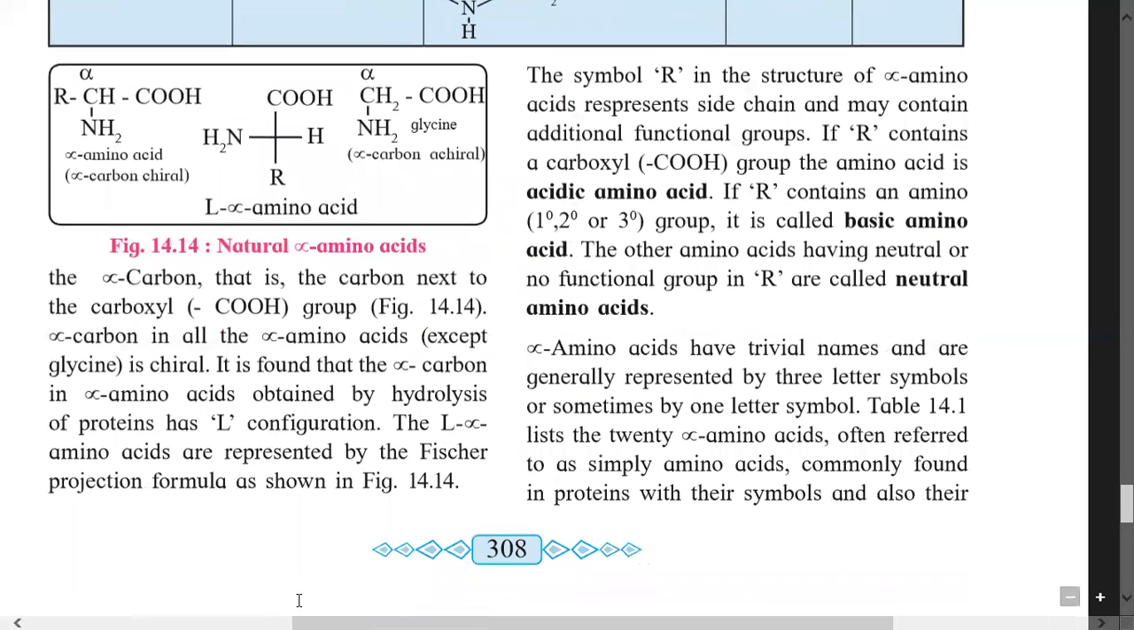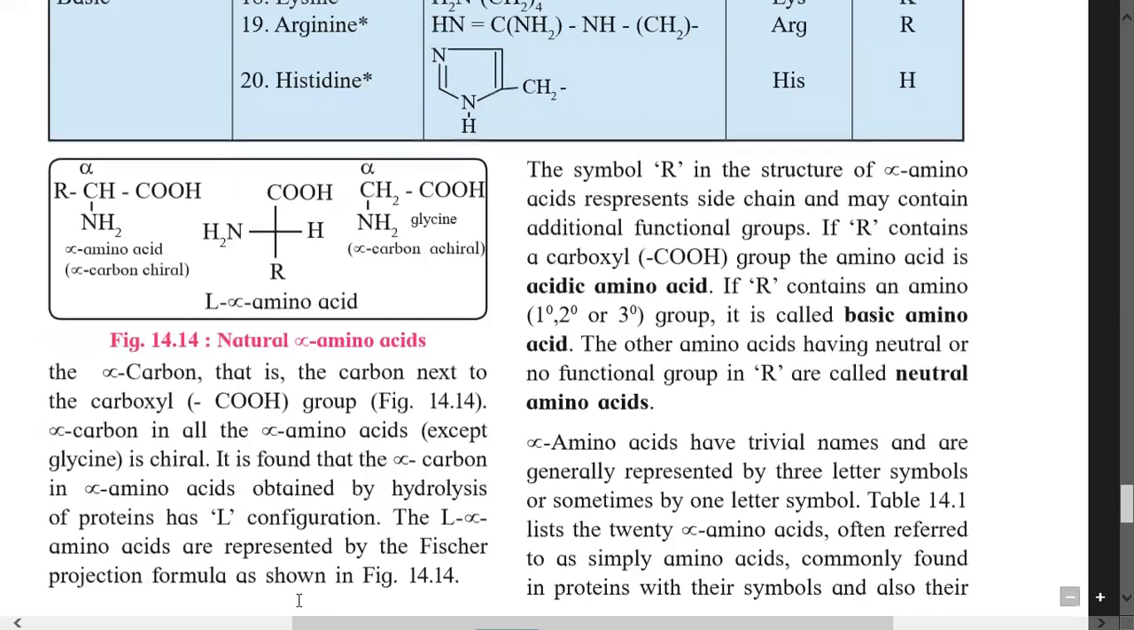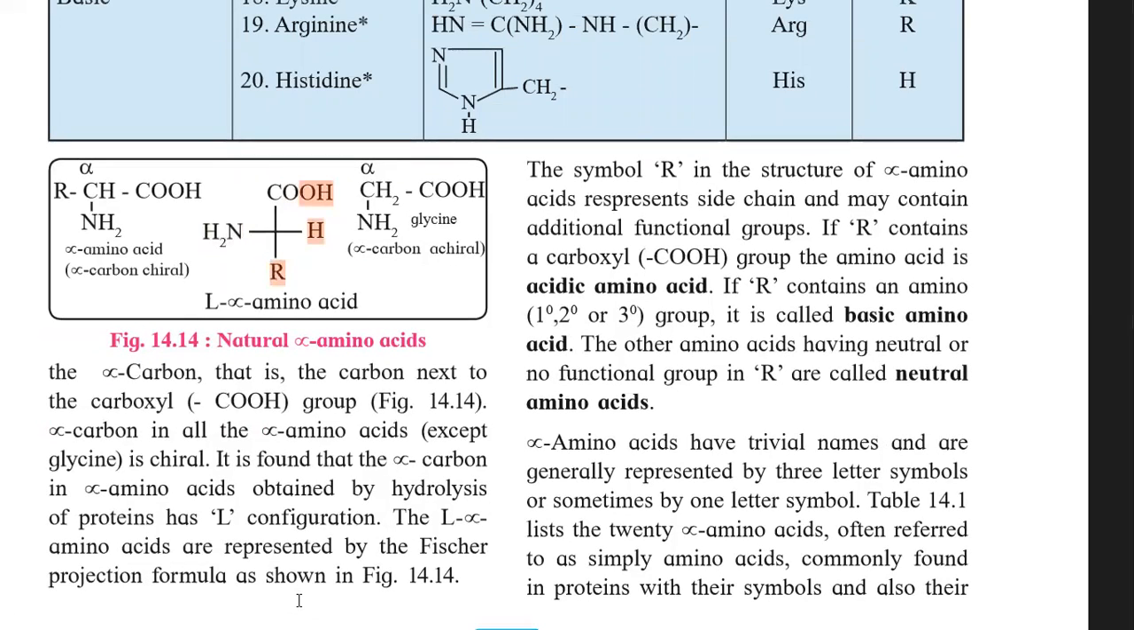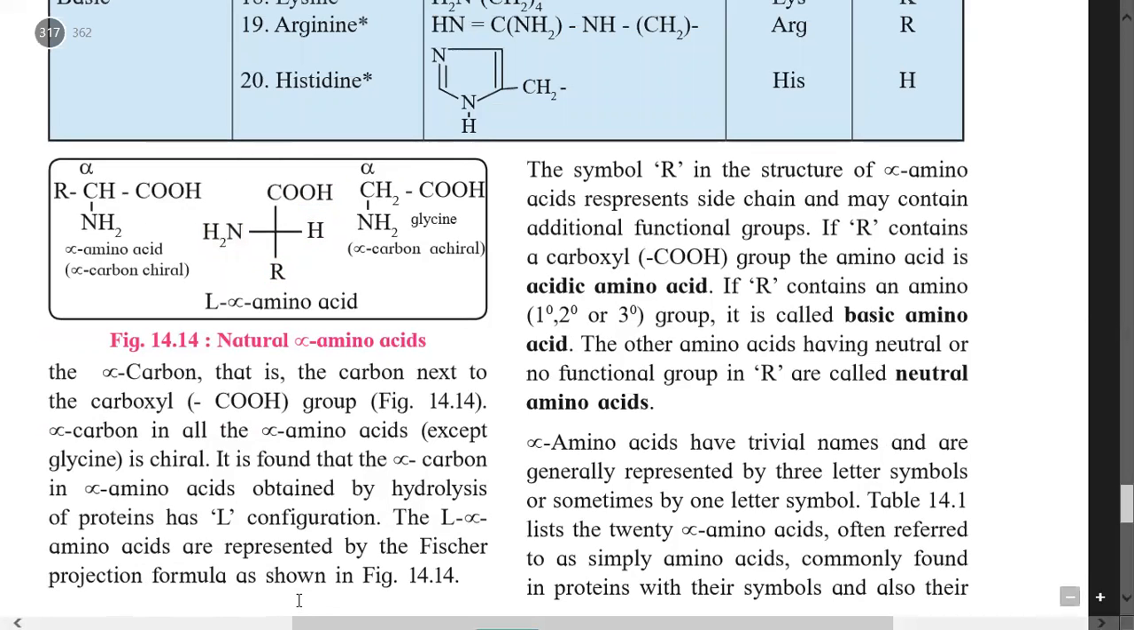Then the alpha carbon atom in alpha amino acids obtained by hydrolysis of protein has an L configuration. The L-alpha amino acids are represented by Fischer projection formula. Here the central structure is shown. This is a Fischer projection formula and this is having L configuration.